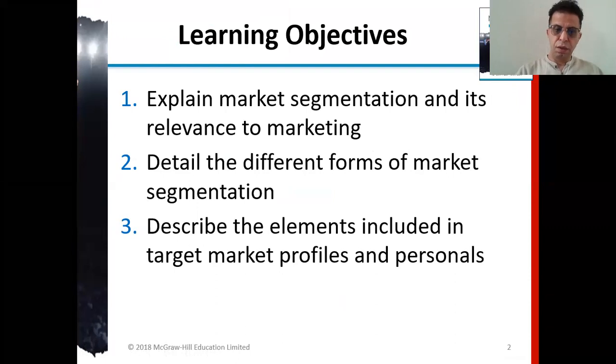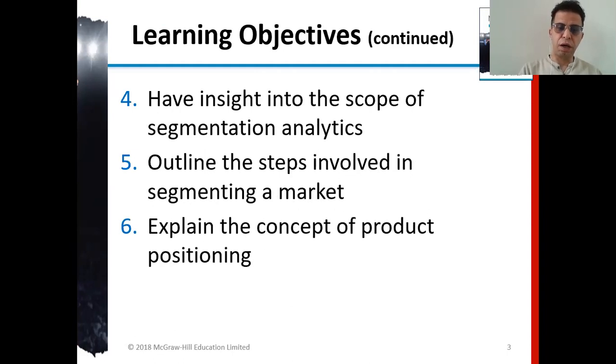And then we will go into the details of the different forms of market segmentation. We will describe the elements included in the target profile and persona. We'll also outline the steps involved in segmenting the market, and gain insight into the scope of segment analytics through a case, and explain the concept of product positioning, which is a very important concept for marketers.